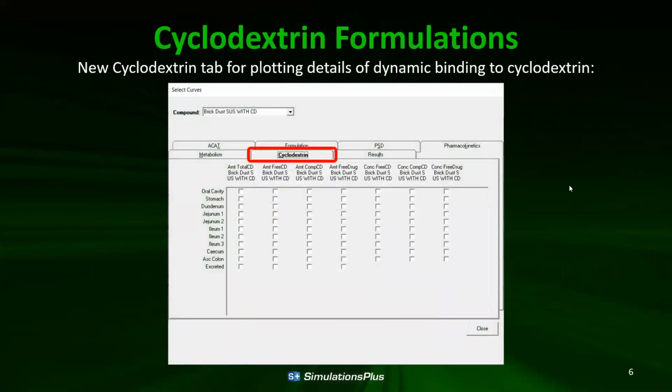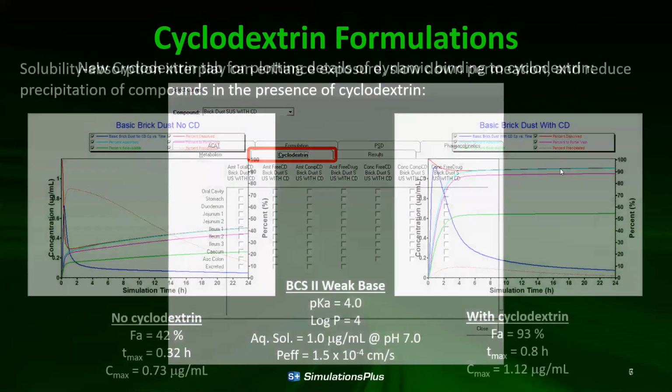The inclusion of the cyclodextrin formulation means that we've now got a new tab in plot select curves, and that enables you to plot the details of the dynamic binding to the cyclodextrin. You can see here that we've got up to seven new plots, and these cover cyclodextrin and the drug bound and the free amounts and concentrations. Let's move on to that example.